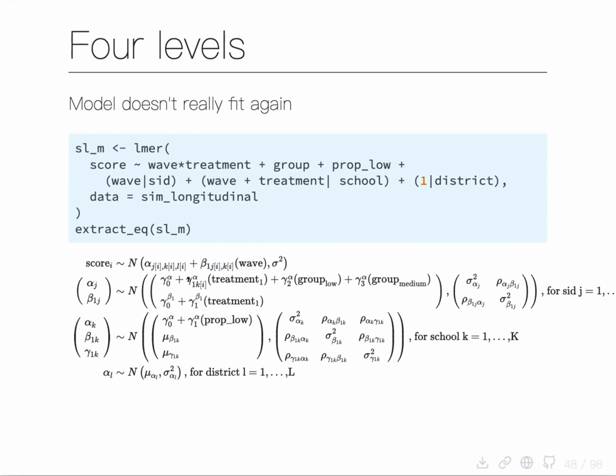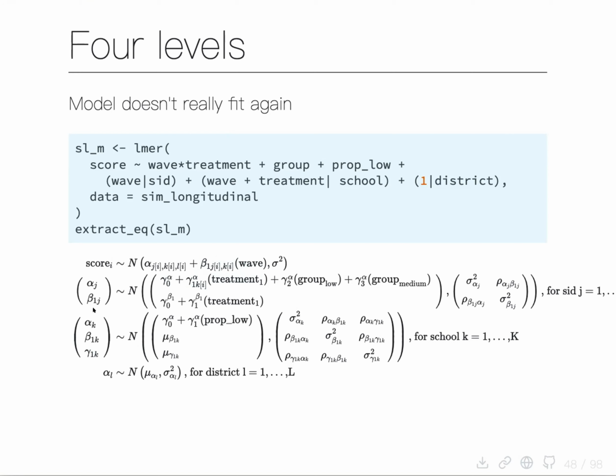But notice here we have treatment within this level 2 has gamma 1k, right? So gamma 1k comes down here, right? And we have beta 1 also. Okay, so the main effect for treatment is randomly varying across schools. Okay, the interaction for treatment on wave is not randomly varying. Okay, I know this is a lot, but this is a really complicated model.